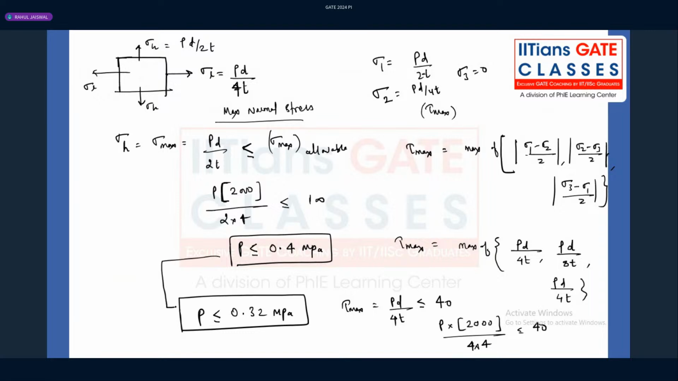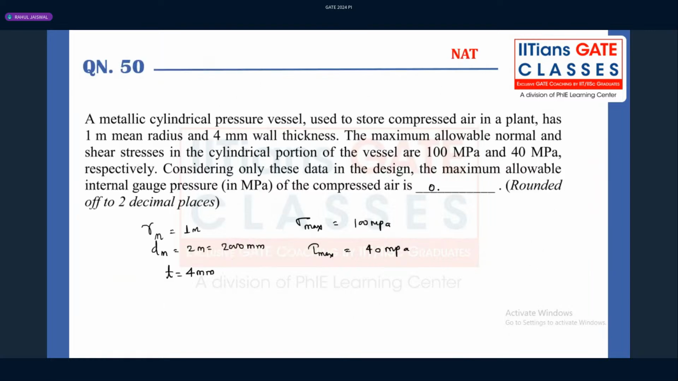Which value should be considered for safe designing so that the material will not fail because of the maximum normal stress or because of the maximum shear stress? It should be the lesser of these two values, 0.32 megapascal. If you consider 0.4 megapascal, it may fail early, before reaching 0.4 megapascal, because of the maximum shear stress, right? So what should be the correct answer? 0.32 megapascal should be the correct answer, guys. Right? So that is question number 50, guys.